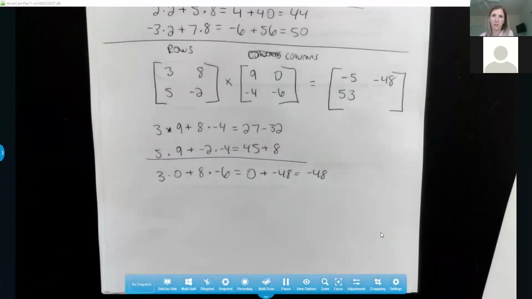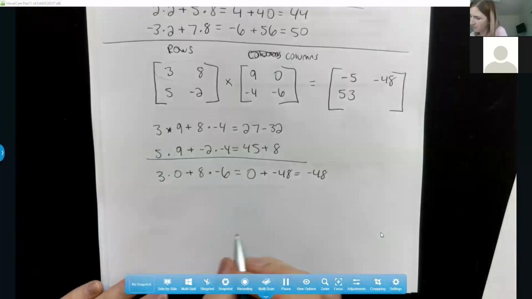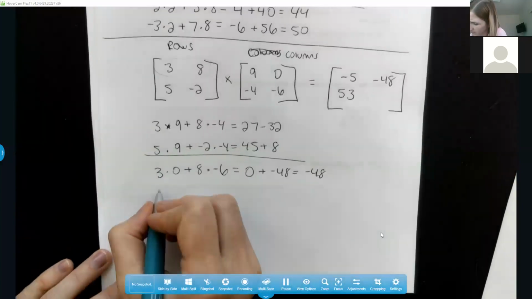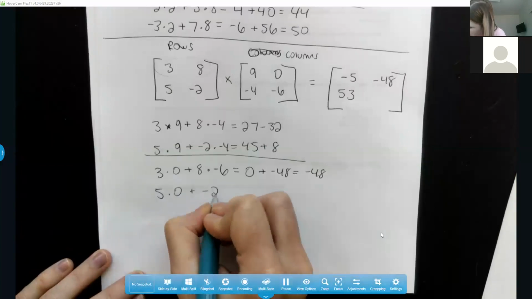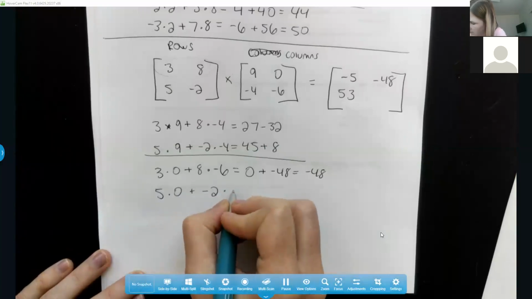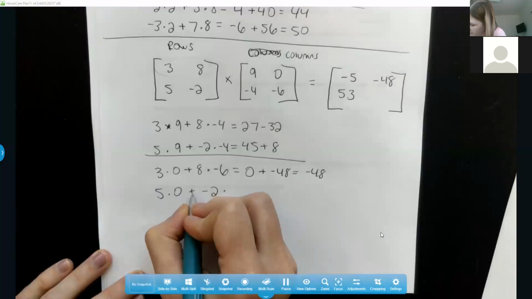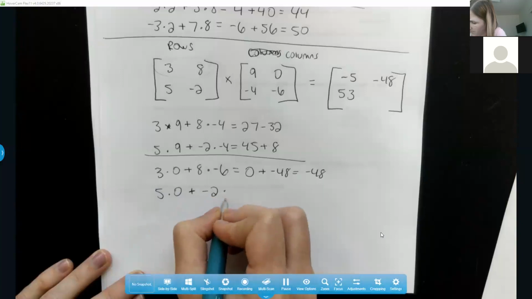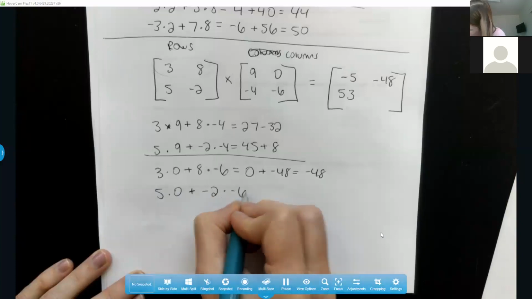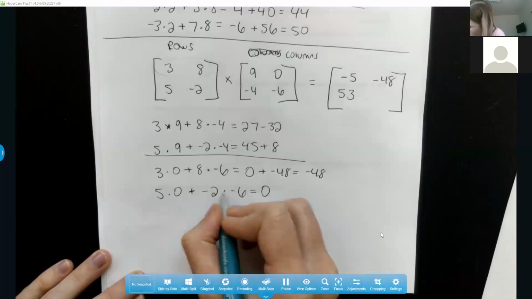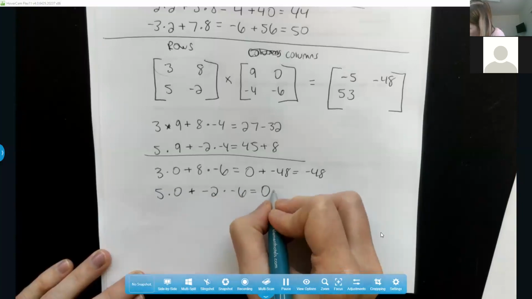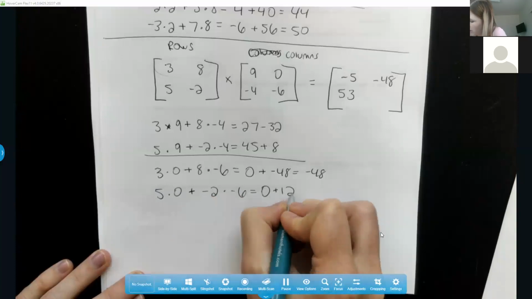All right, and then the last one? 5 times 0 plus negative 2 times negative 6. You got it. All right, so 5 times 0 is 0. Negative 2 times negative 6 gives me positive 12.